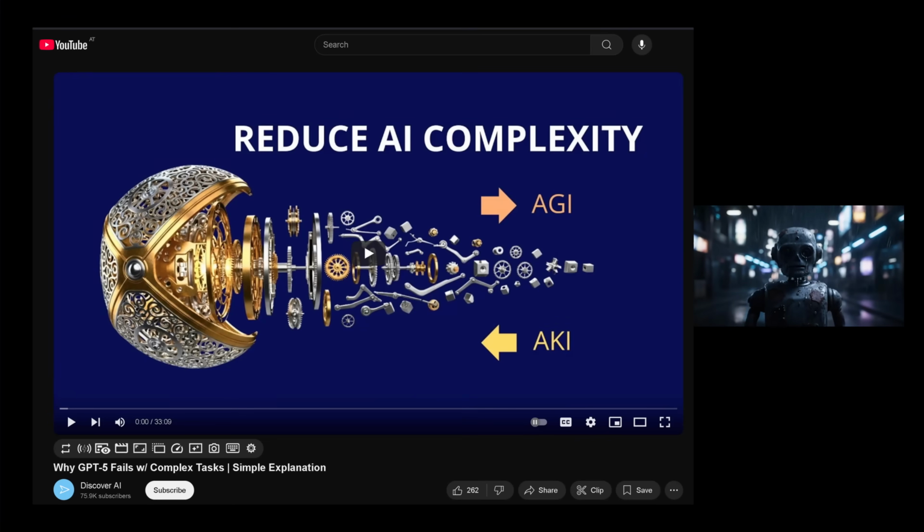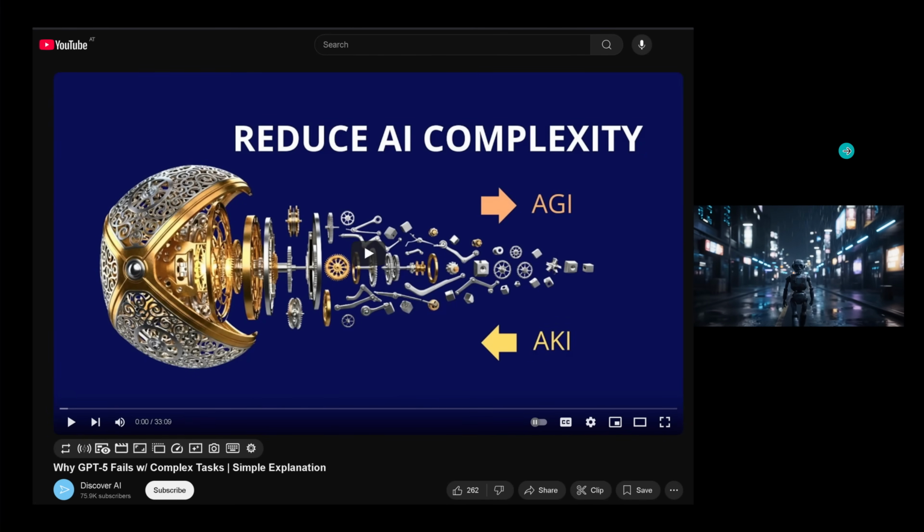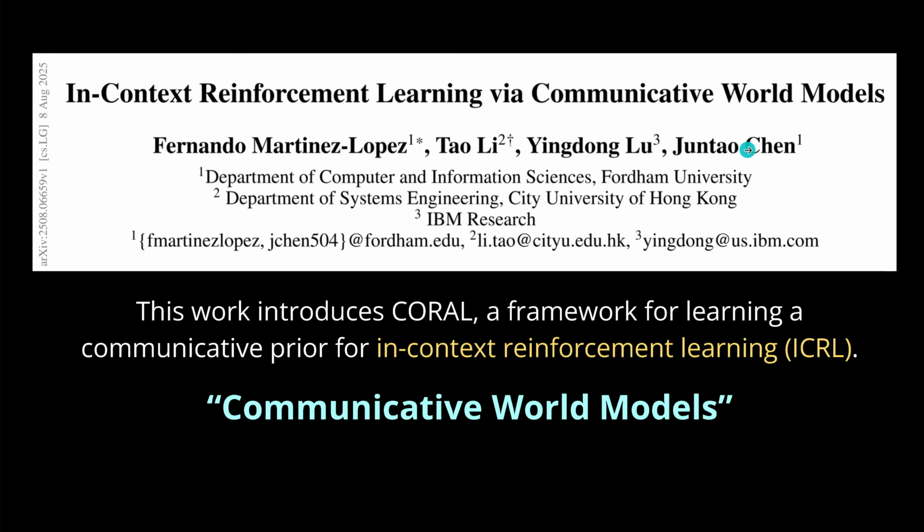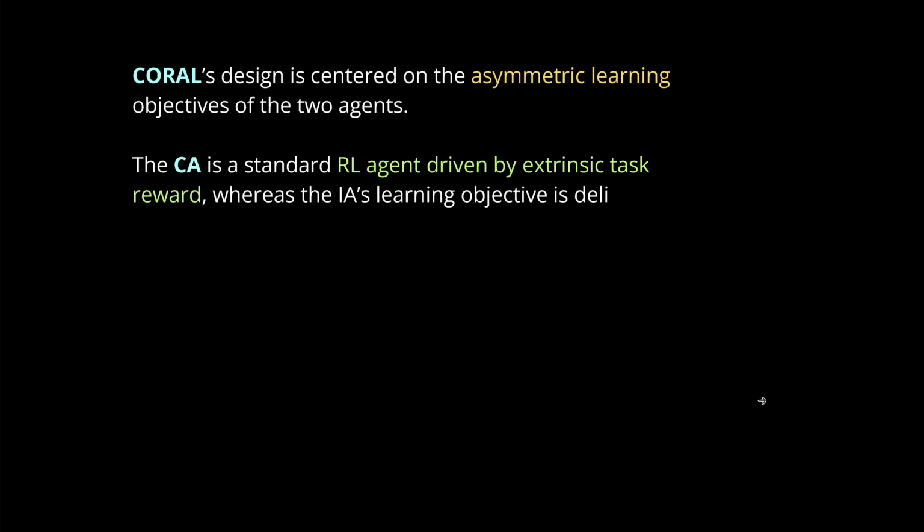So we have our little robot looking for a solution regarding complexities. A brand new paper. Here we have it, August 8, 2025. This is the archived link. And here we have Fordham University, City University of Hong Kong, and IBM Research talking about a new framework they call Coral for communicative world models. So this is now interesting. I don't need the complexity of NVIDIA clusters. Can we build this with 2 agents? Is this possible? Let's have a closer look at this study.